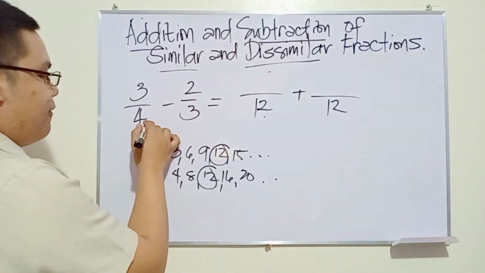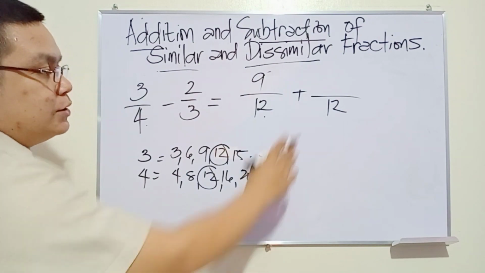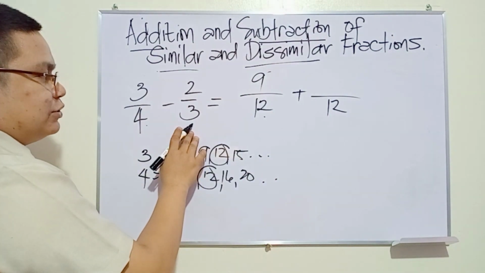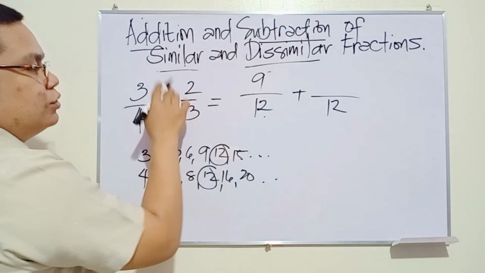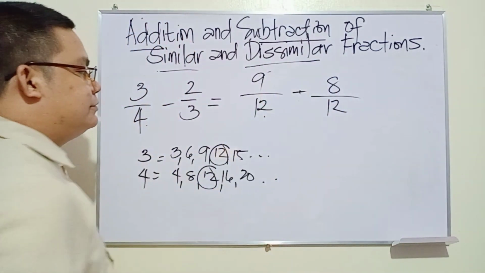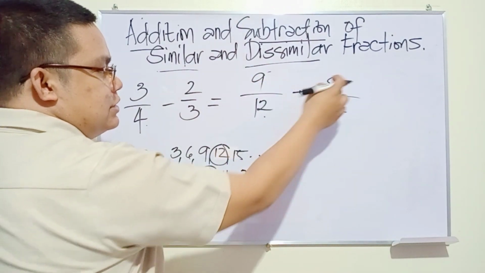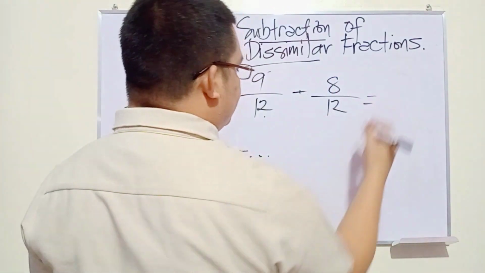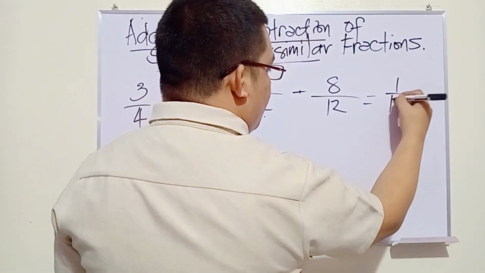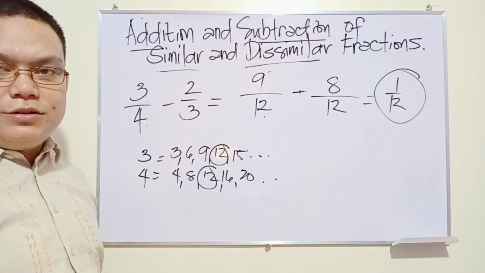So 12 divided by 4 is equal to 3 times 3 is equal to 9. 12 divided by 3 is equal to 4 times 2 is equal to 8. Subtraction pala. So 9 over 12 minus 8 over 12 is equal to 1 over 12. So that is the answer.